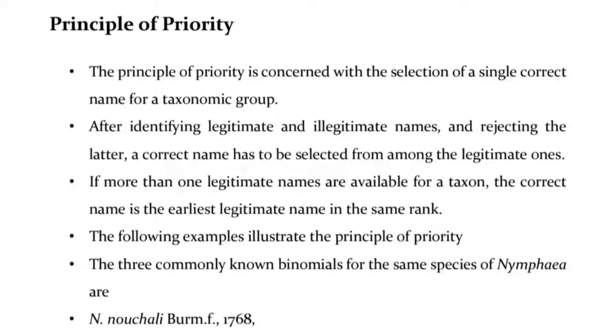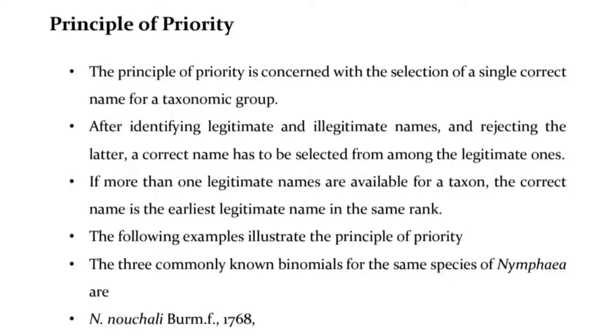Principle of priority: the principle of priority is concerned with the selection of a single correct name for a taxonomic group. After identifying legitimate and illegitimate names, and rejecting the latter, a correct name has to be selected from among the legitimate ones. If more than one legitimate name is available for a taxon, the correct name is the earliest legitimate name in the same rank. The following examples illustrate the principle of priority.